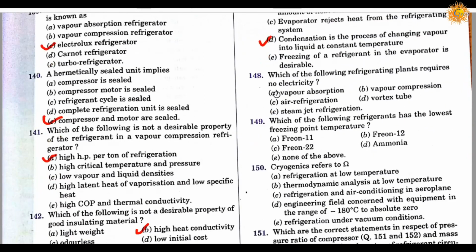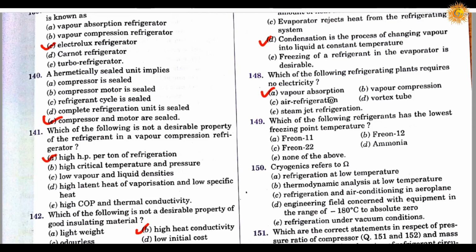Question number 148. Which of the following refrigerating plants requires no electricity? Option A, vapor absorption; option B, vapor compression; option C, air refrigeration; option D, vortex tube; option E, steam jet refrigeration. So the correct answer is A, vapor absorption. Refrigerating plants do not require electricity.